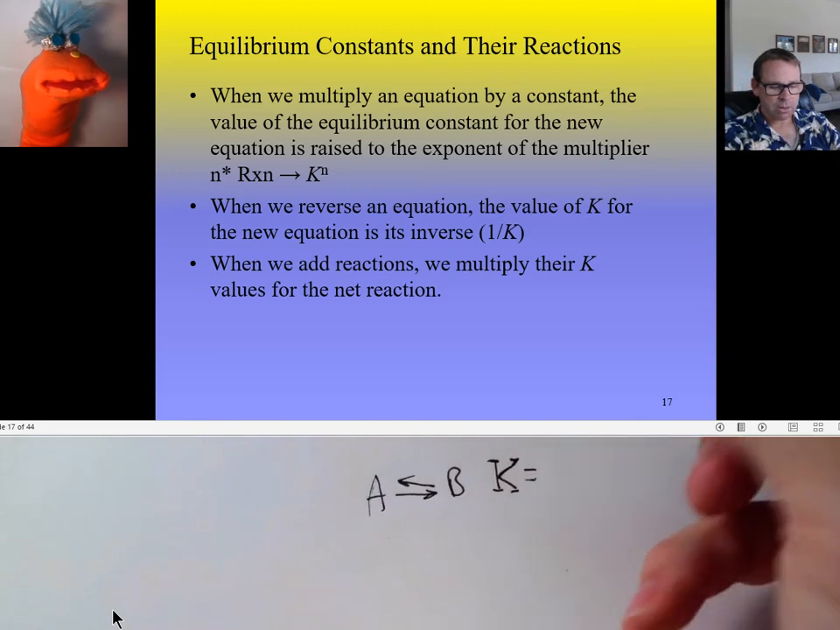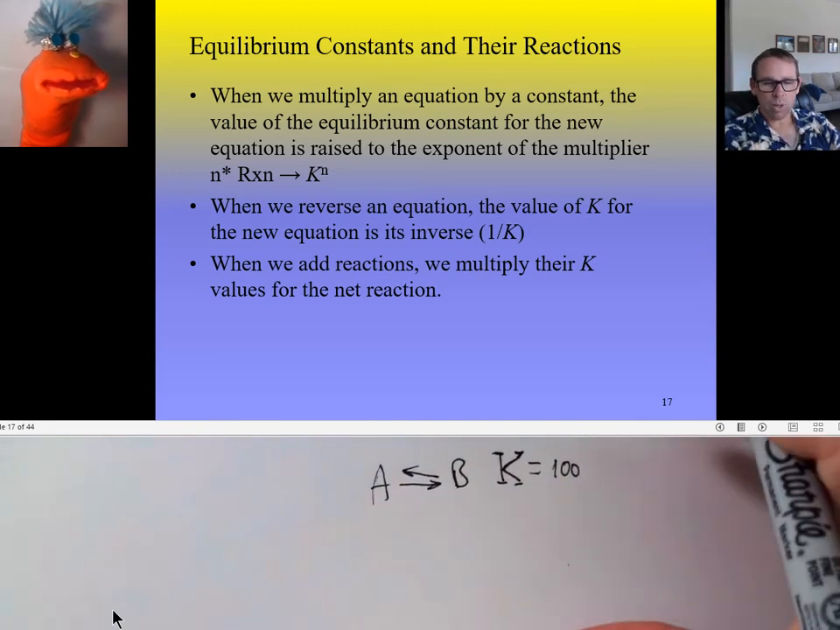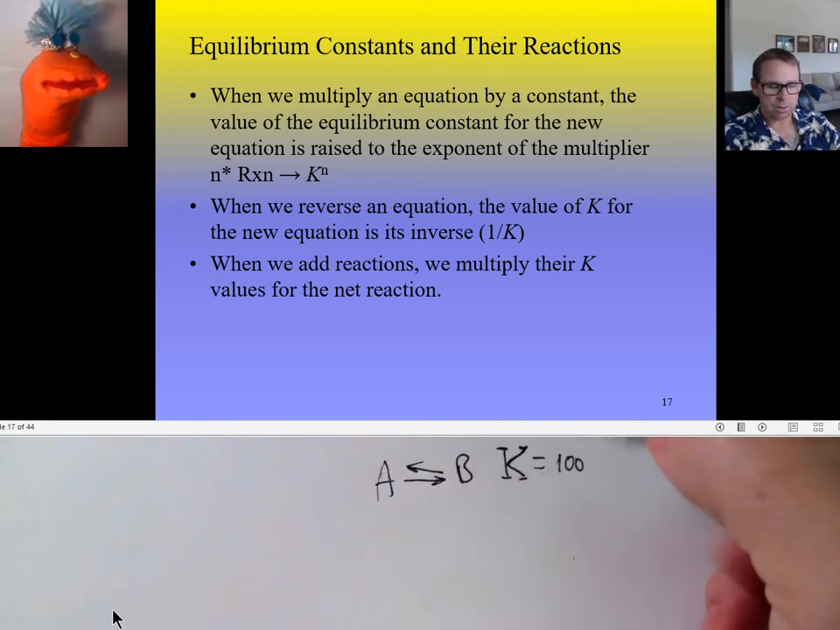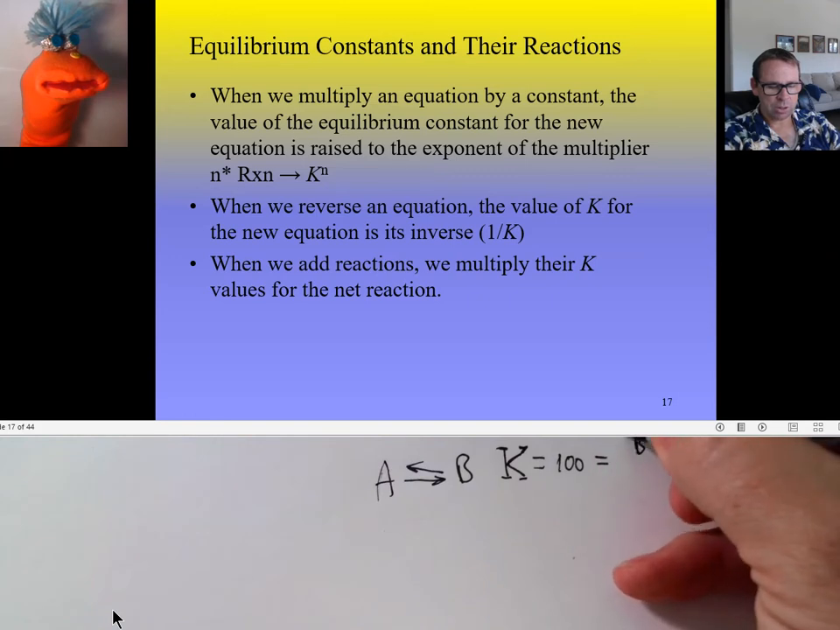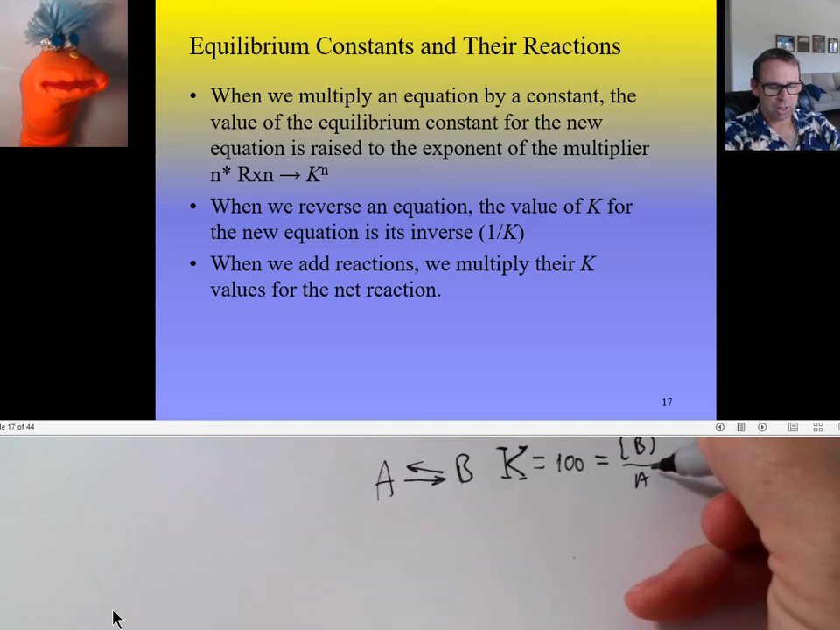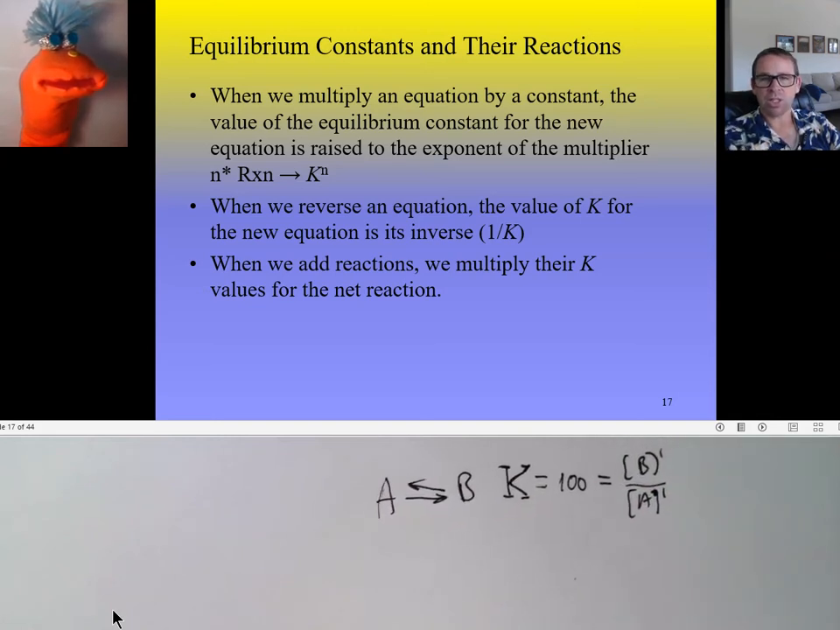So if I have a K value here of 100, that means once equilibrium reaches 100, when the concentration of B raised to 1 over the concentration of A raised to 1 equals 100, then we know that this reaction is at equilibrium.